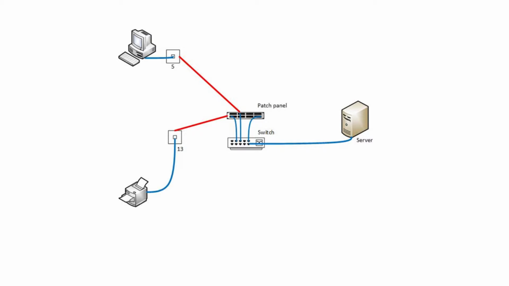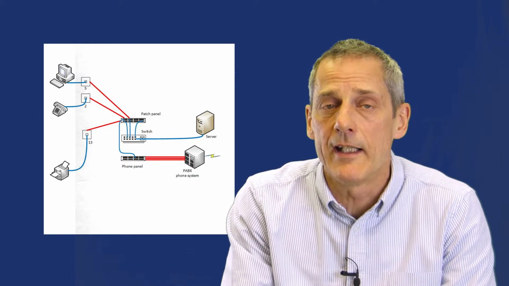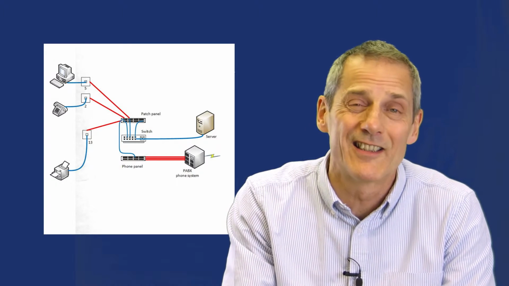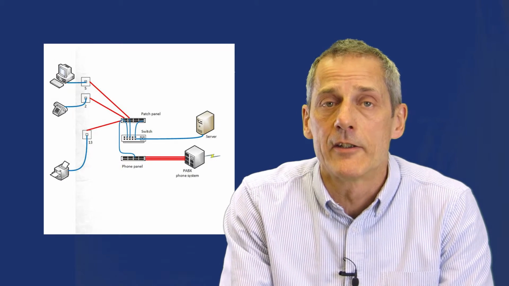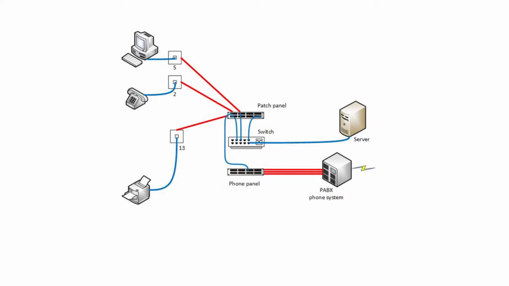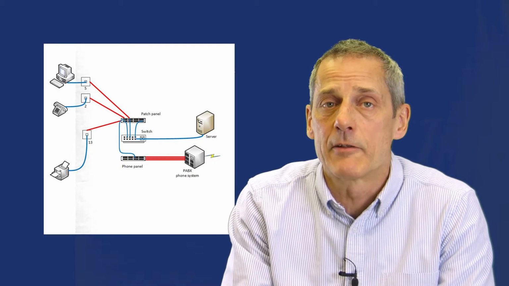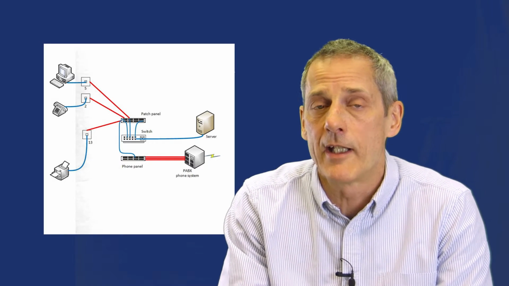Let's expand that a bit and add a telephone. The telephone system in this case is a traditional PABX, which isn't connected via the network. It's a separate system, but we still connect across the structured cabling system. So the telephone will plug into the outlet in the wall, and the telephone system will have a panel which represents the extensions from the phone system. That panel, we patch it across with a patch cord to the patch panel. That outlet is then connected to the phone, therefore the phone is connected through to the PABX.